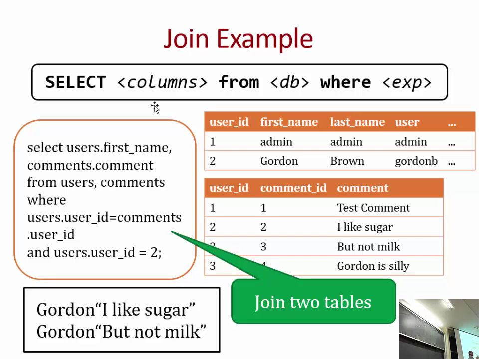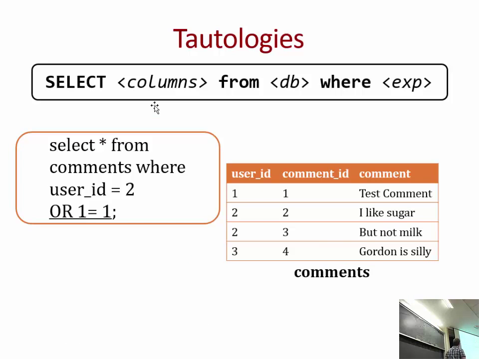And I can have a whole bunch of these. So in a join, you could have all 12 relations. But we're going to have an additional constraint saying I only want the comments from user ID number 2, which just happens to be Gordon. So what I get back is Gordon, I like sugar, Gordon, but not milk. Whatever Gordon types, I get his name and I get the comment. Makes sense, right? Now we've learned SQL.